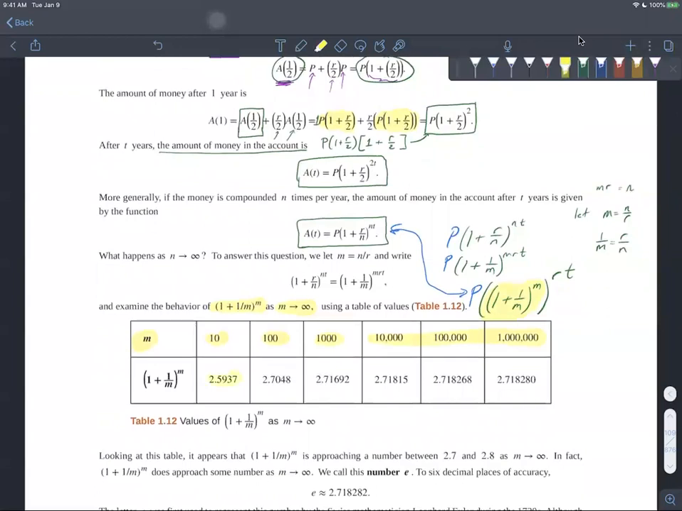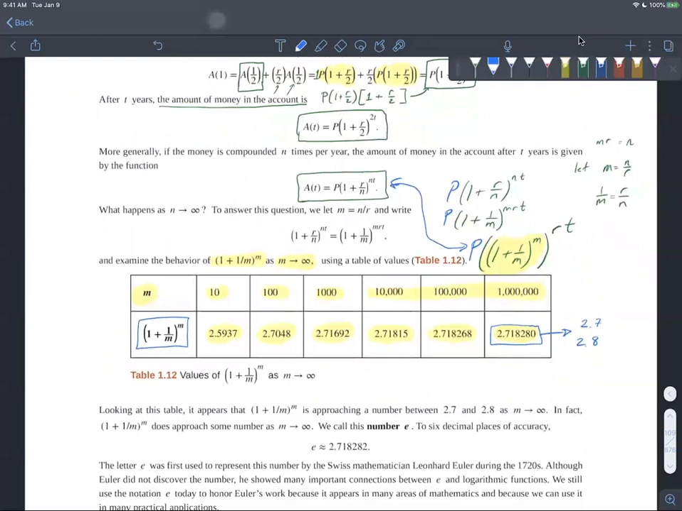You can take a look at these values here: 2.59, 2.70, 2.71, 2.718, 2.7182, and so on. It turns out that the value of this expression as m goes to infinity ends up being a value between 2.7 and 2.8, right? Because this is 2.7. It might be increasing a little bit from before, but it's somewhere between 2.7 and 2.8. It doesn't look like it's going to be larger than 2.8.